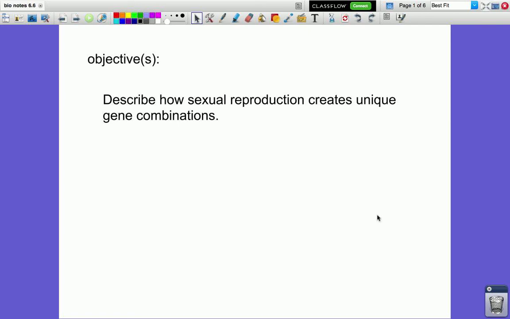Welcome to the biology notes for section 6.6 over meiosis and genetic variation. I'm going to be covering this section in two parts. The objective for the first part is to describe how sexual reproduction creates unique gene combinations.